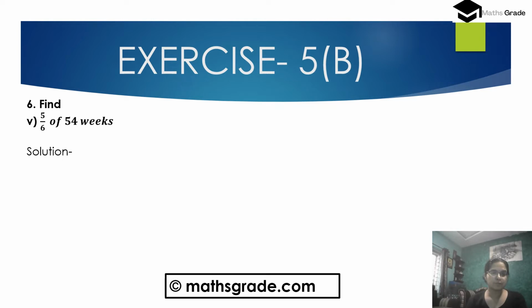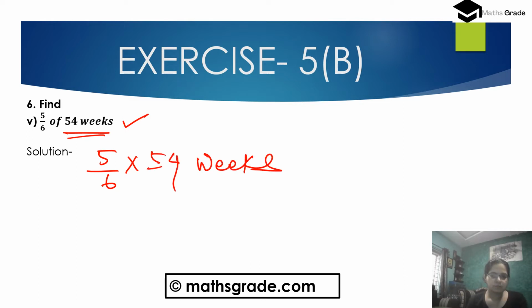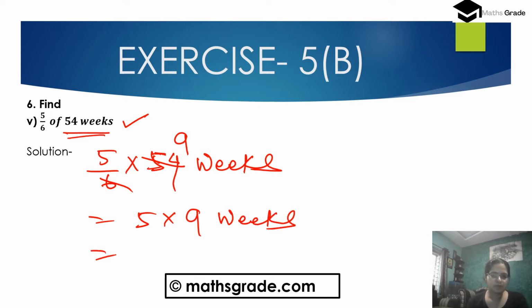Now question number 5th bit. We have to find the value of 5 divided by 6 of 54 weeks. So we have to multiply 5 divided by 6 with 54 weeks. And now we have to divide 54 with 6. In the table of 6, if we multiply 6 with 9, we get 54. So 5 multiplied with 9 weeks. 5 multiplied with 9 is 45, so 45 weeks. So the value of 5 divided by 6 of 54 weeks is 45 weeks.